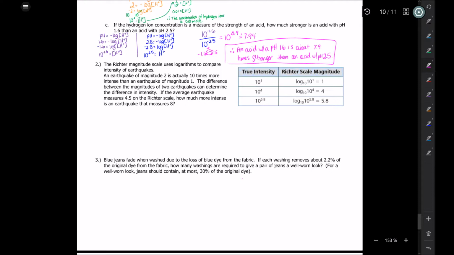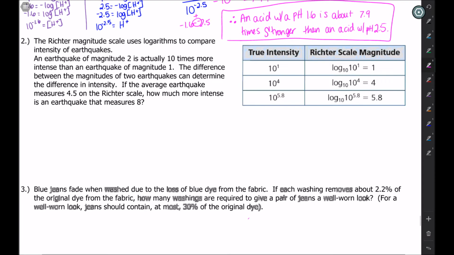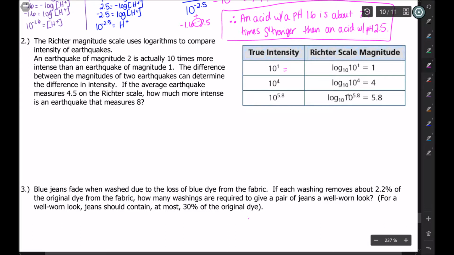All right, number 2 is talking about the Richter scale, which is used to measure the magnitude, or the intensity, of an earthquake. The Richter magnitude scale uses logarithms to compare intensity of earthquakes. An earthquake of magnitude 2 is actually 10 times more intense than an earthquake of magnitude 1. So if you look right here, the intensity of this is 10. Here, the intensity of this is 10,000. Okay, so if there's a magnitude of 2, then the intensity is 100. So that's why it's 10 times more if the magnitude is 2 than if the magnitude is 1.